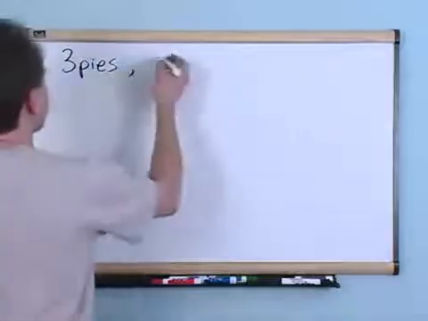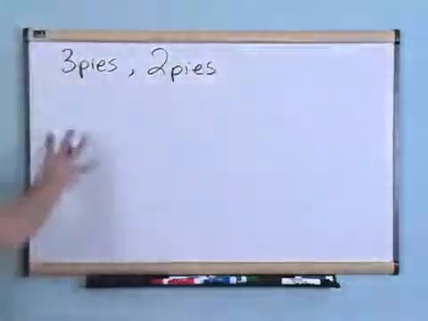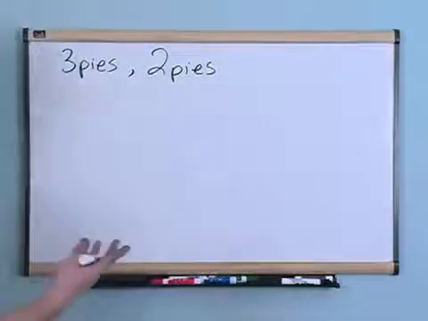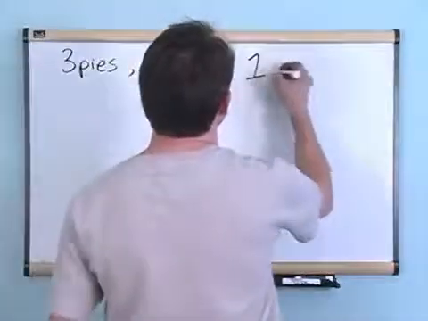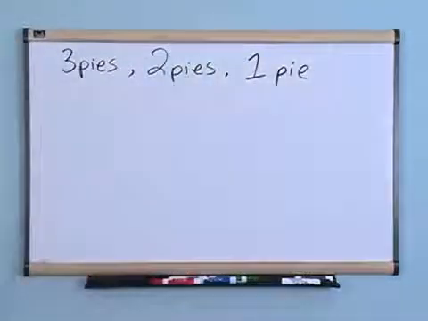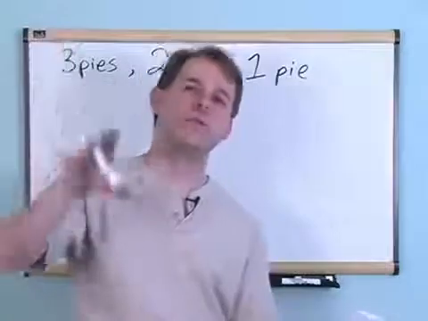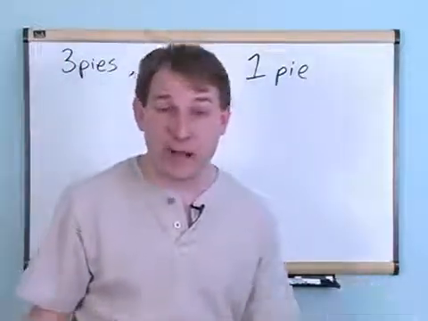I think you could also visualize what 2 pi's looks like in your head. That would be 2 giant pi's, right? I love pi myself, and having 2 pi's is even better than having 1 pi. I think you also would know what 1 pi looks like, which would just be 1 circle, okay? But the question is, 3 pi's, 2 pi's, 1 pi, what happens when you start cutting the pie up, okay?